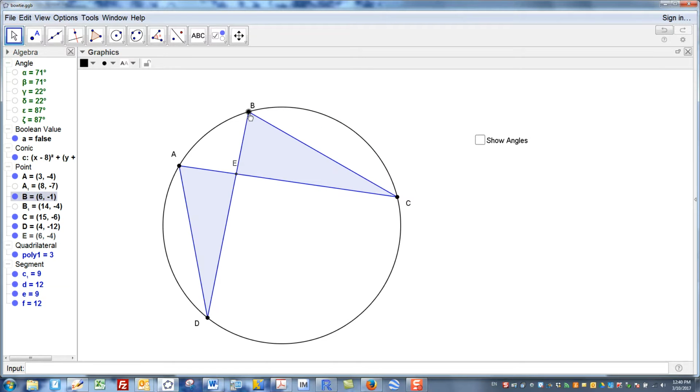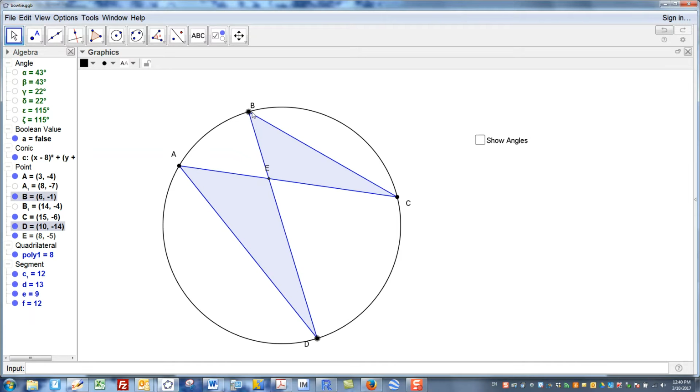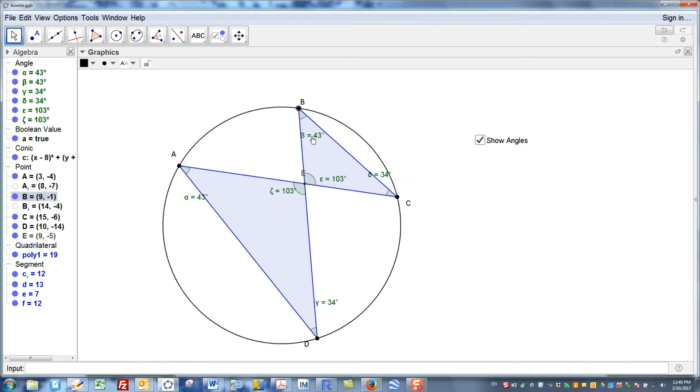I don't know if you noticed this, but it appears that the two triangles that are drawn are always the same shape but different size. In other words, the two triangles seem to be similar. To check that, we could show the angles of the two triangles and see if the angles are the same, and indeed they appear like they are. I have a 43-degree angle here and here, a 103 here and here, and a 34-degree angle here and here.